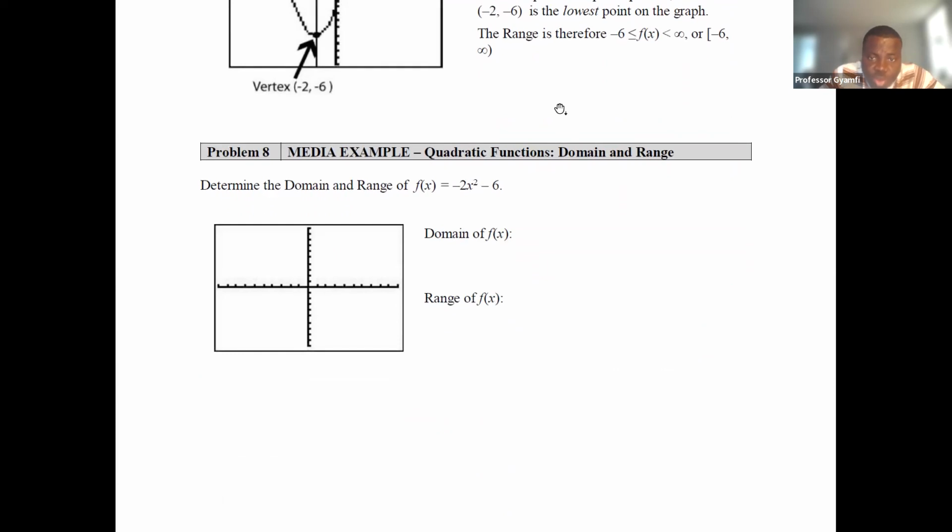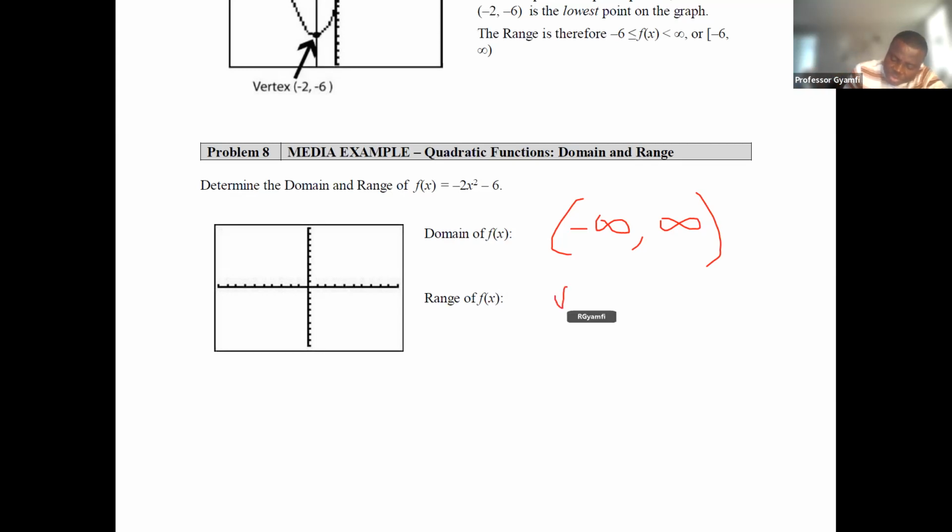Now let's look at the next one. We have negative 2x squared minus 6. Now we're supposed to draw the graph, and then find the domain and the range. We do know that the domain is going to be all real numbers. Now what about the range? From what we just did, to find the range, you have to know the vertex. So let's find the vertex.